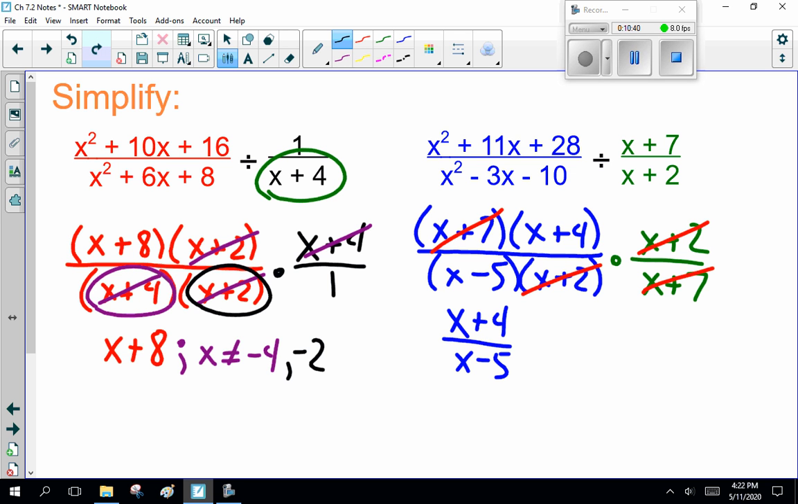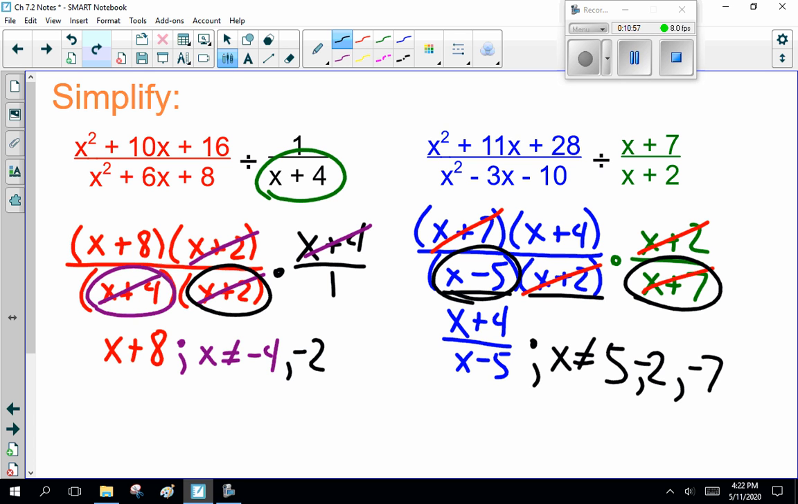Now my non-permissible values, I got lazy again. I got to stop doing that. X minus 5, so x can't equal 5. X plus 2, so x cannot equal minus 2. And x plus 7, so x can't equal minus 7. And remember, you had this one up here. Go back and check. X plus 2, yeah, minus 2. All right, so that's basically it.